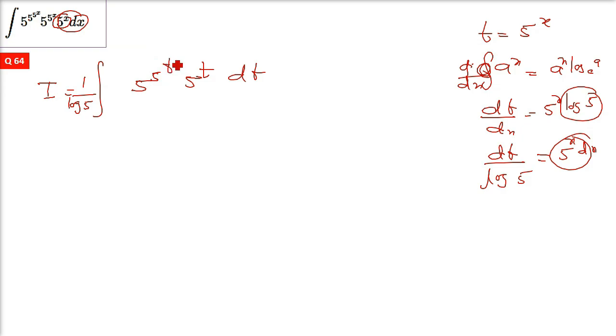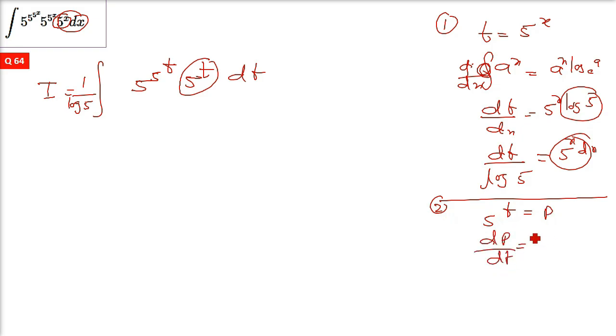5 to the power 5x is 5 to the power 5t. So until now we have just reached the half part. So this is the second level of assumption. Take p equals 5 raised t. dp by dt will be, again, the same formula we are going to apply. Here x log a is 5 here, and x is t here. So dp, one more log 5 has come in the denominator, it will be 5 raised t dt.